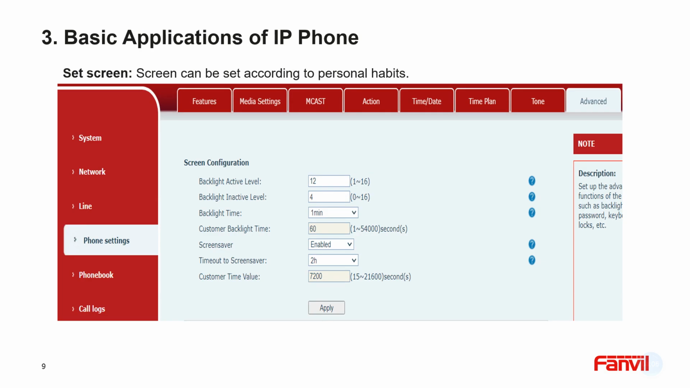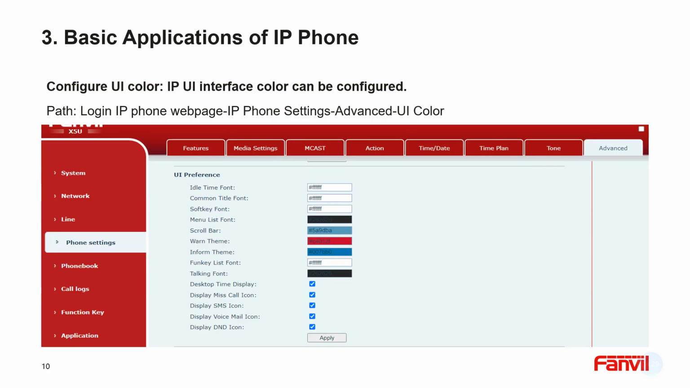Users can set up the screen display according to their own habits under the advanced settings, like the brightness of the screen and the backlight waiting time of the phone screen. And also, for some high-level models, can even change the screensavers. We also can modify the interface color. And here's the path under phone settings and advanced settings. The screen flow of the phone and the color of the scroll bar can be customized according to your own habits.